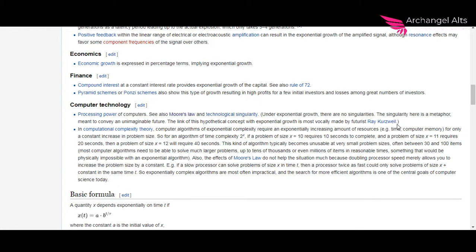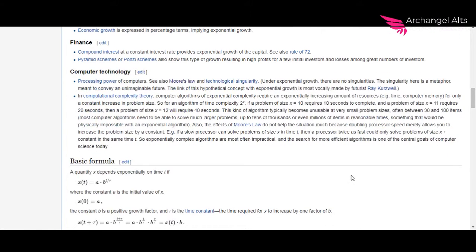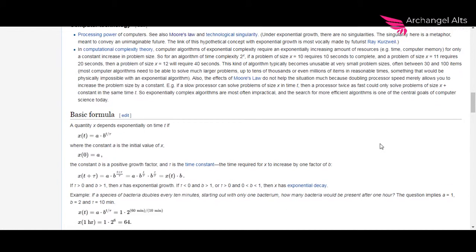Ray Kurzweil with Google is kind of an expert in Moore's law. He explains it very well. He's just crazy and evil in other ways, but that's a whole other thing.